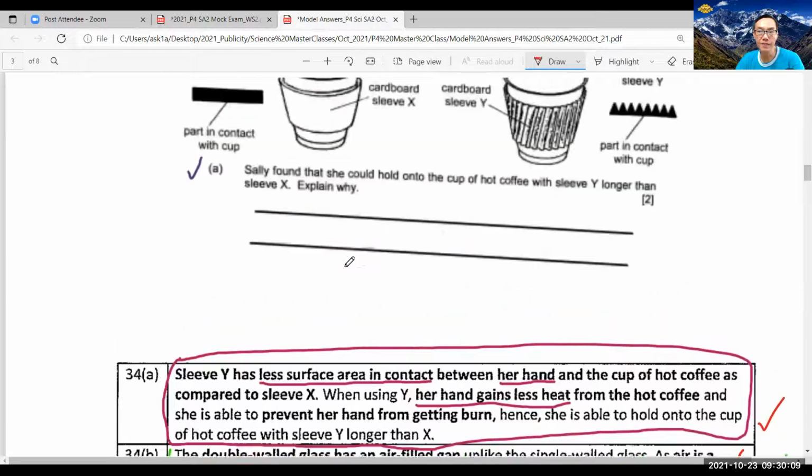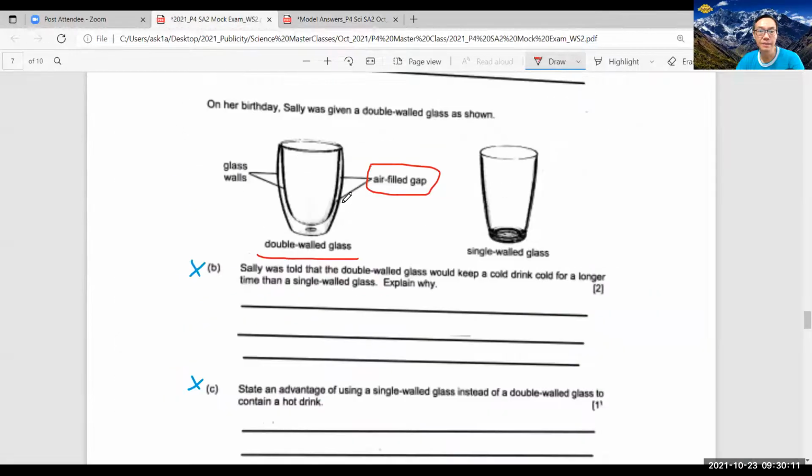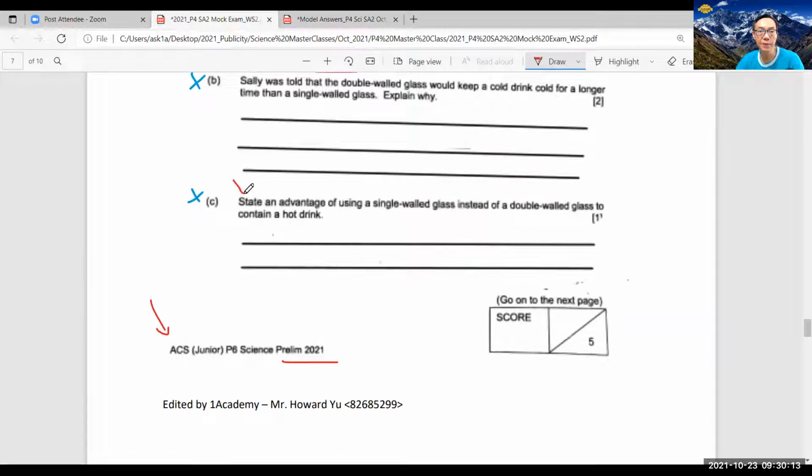Okay, next, a very interesting question, because now they ask you to state. When you see the word state, it's very easy. You just give the answer without any explanation required. State an advantage of using a single glass instead of double glass to contain a hot drink. So why is it an advantage to use a single glass instead of double glass?